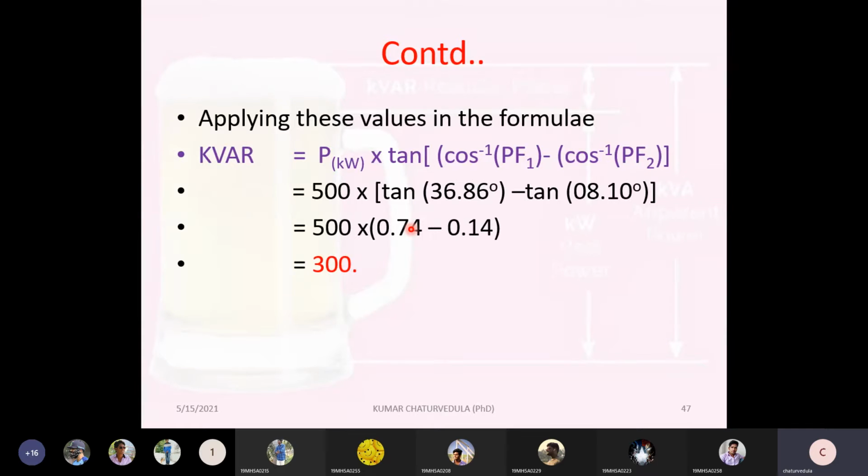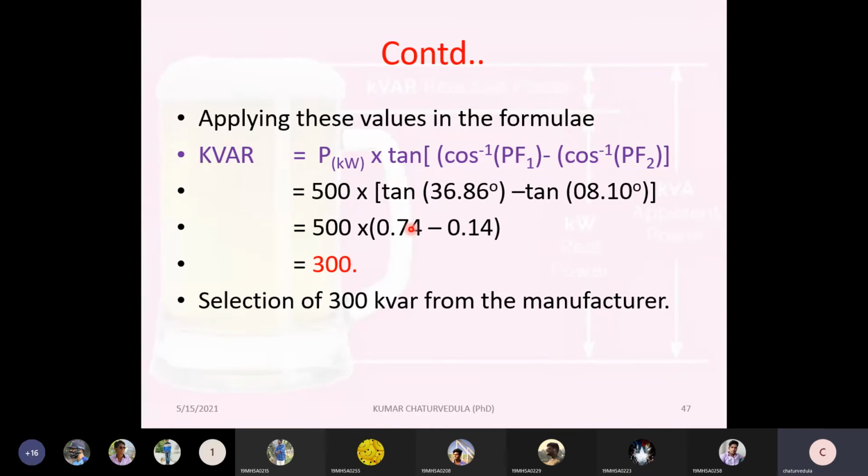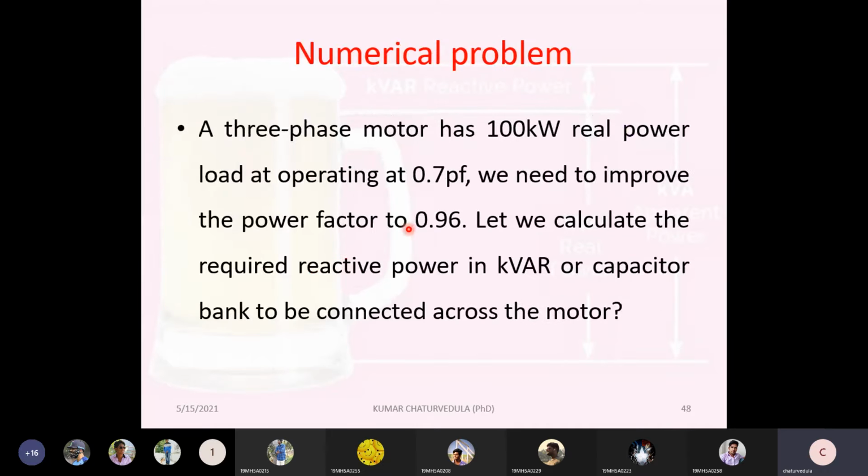Okay, so now according to the manufacturer's sheet, if 300 kVAR is available, then I will be selecting the 300 kVAR. Here there is no problem, we have got a 300 kVAR value. Straight away 300 kVAR will be available from the manufacturer, you can purchase that, or you can use smaller ratings also if you want to form a capacitor bank. Okay, so that is how we are going to calculate the kVAR required.